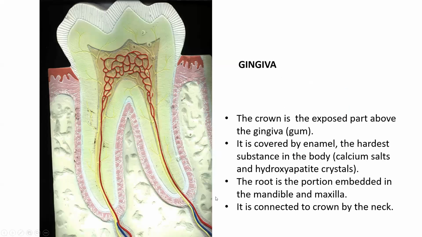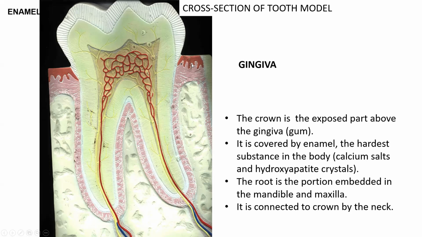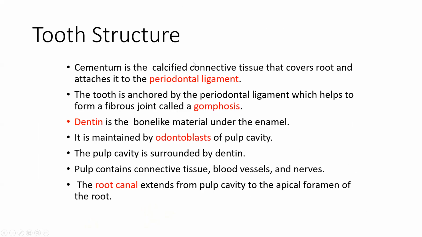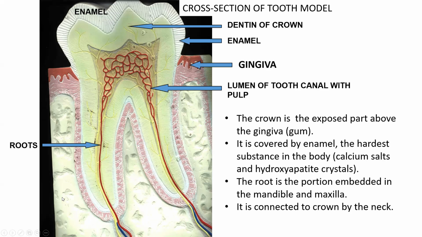So now the tooth is a pretty interesting structure. The crown of the tooth is the exposed white portion covered with enamel, and the crown is above the gum. The gum is called the gingiva, and the gingiva is this area right here. There's enamel, there's dentin, more enamel, pulp canal, pulp cavity, roots. There's the gingiva. The gingiva is the gum.